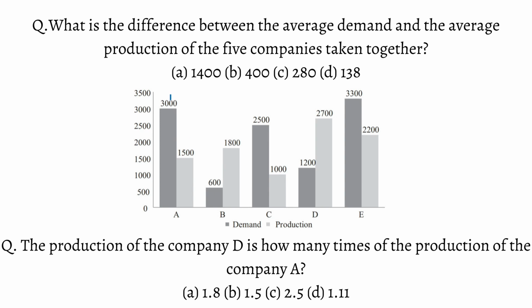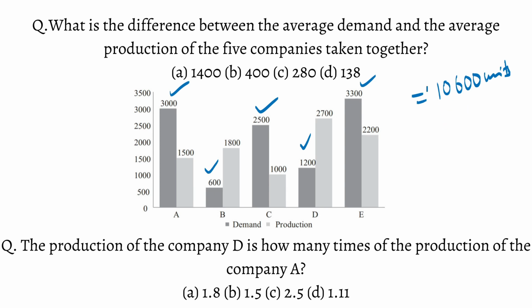Total demand of the first company is 3000 and the second one is 600. The demand of the third company is 2500. The fourth one is 1200 and the fifth one is 3300. So total demand. So add all these values, we will get 10600 units. This is the total demand of all the companies.